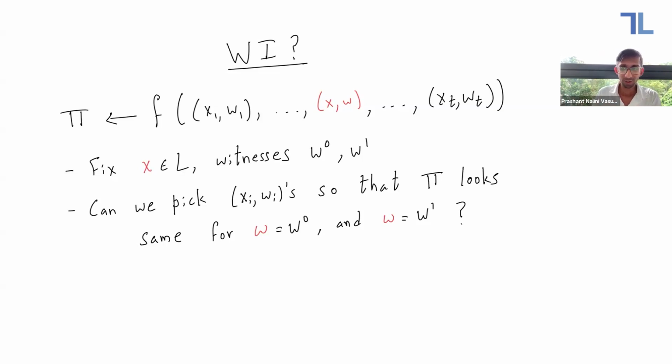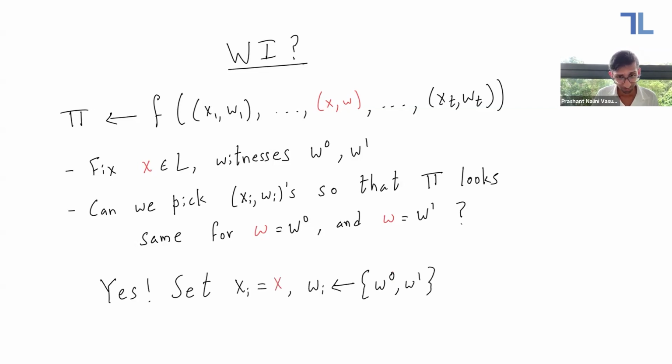There's perhaps just one obvious way to do this, which does work, which is you can pick all of the xi's to be equal to this X, because we fixed this X, right? We don't care about how the protocol behaves on any other X. We only care about this one particular X and these two witnesses. So in the protocol, you can say I will pick all of the other x1 to xt to also be equal to X. And the corresponding witnesses w1 up to wt, I will just pick them to be random from W0 and W1.